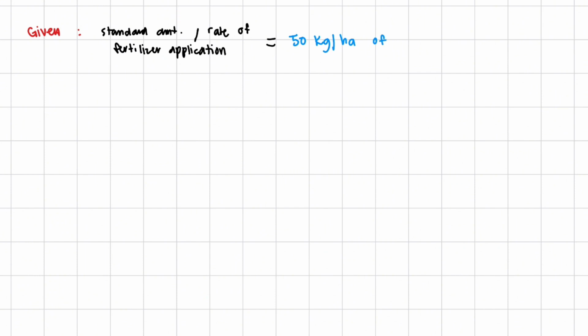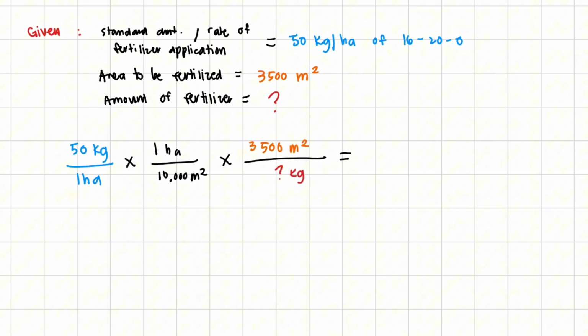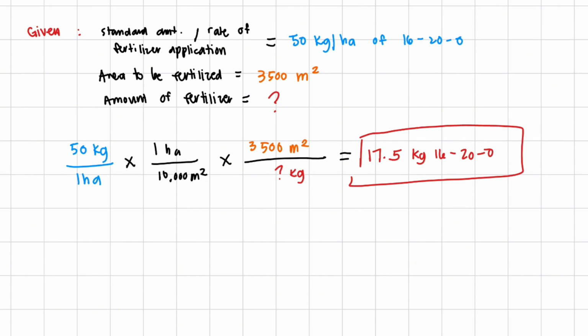The givens for this problem are, first, the standard amount or rate of fertilizer application, which is 50 kilograms per hectare, and the second is the area to be fertilized, which is 3,500 square meters. What is asked in the problem is the amount of fertilizer. To compute, 50 kilograms per 1 hectare times 1 hectare over 10,000 square meters times 3,500 square meters divided by the amount of fertilizer, and that is 17.5 kilograms of 16 nitrogen, 20 phosphorus, and 0 potassium.